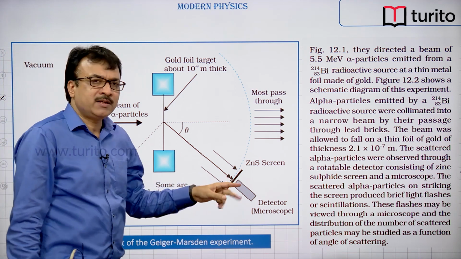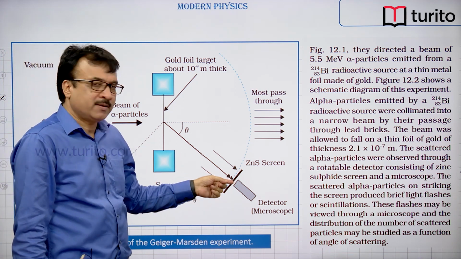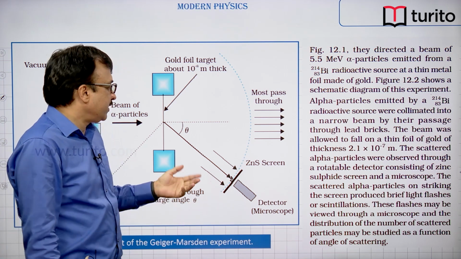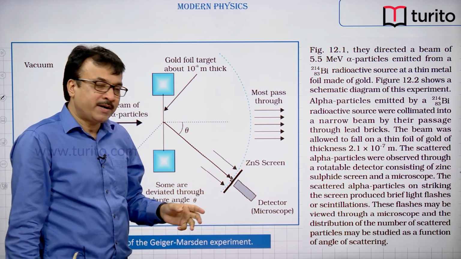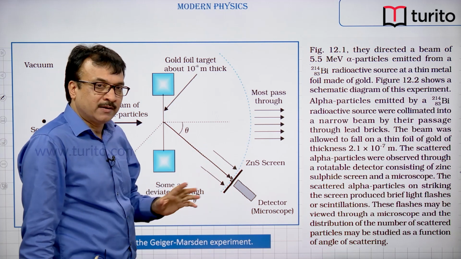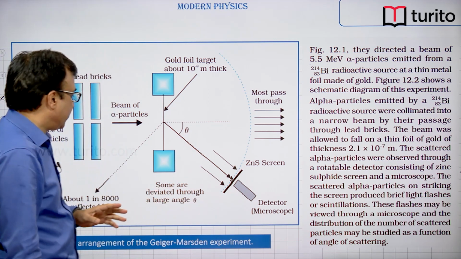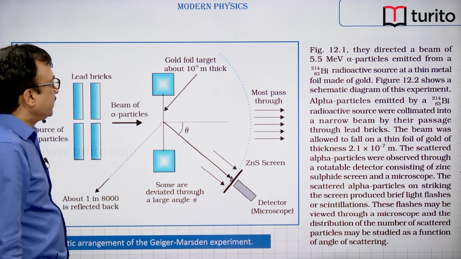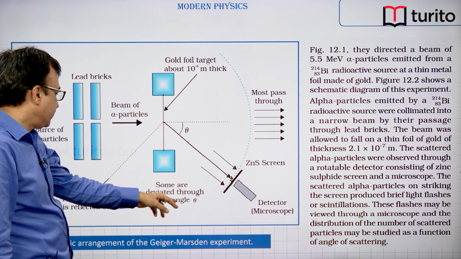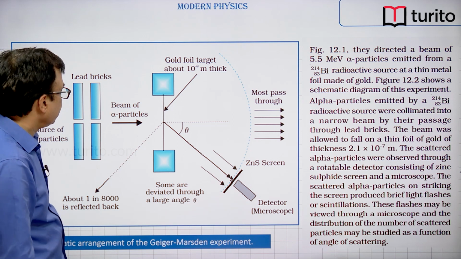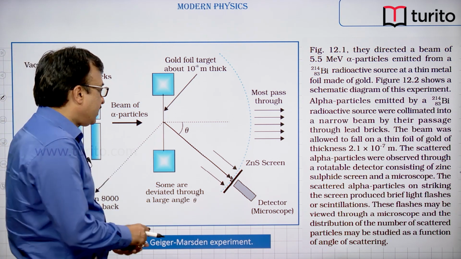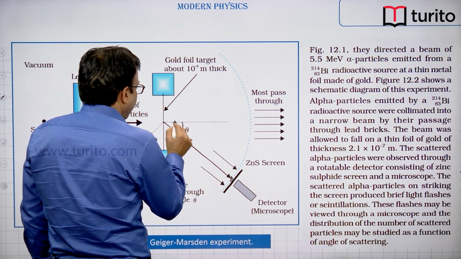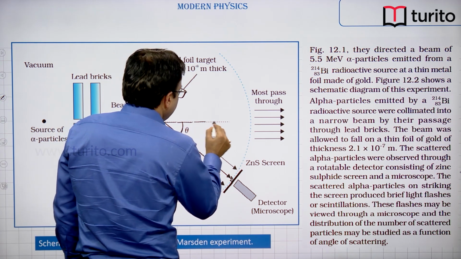By counting the scintillations, how many scintillations are hitting per second, we can also find how many particles are hitting at a particular angle per second. This we can calculate. And for a gold foil target about 10 to the power minus 8 meter thick, some are deviated through a large angle theta. This angle theta is called the angle of scattering or scattering angle.